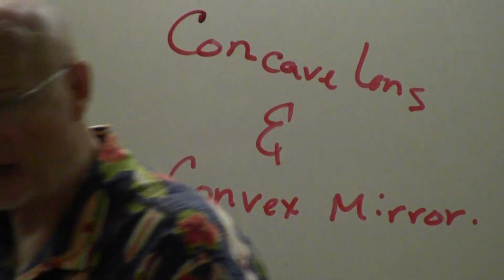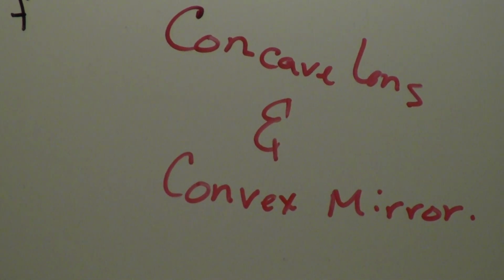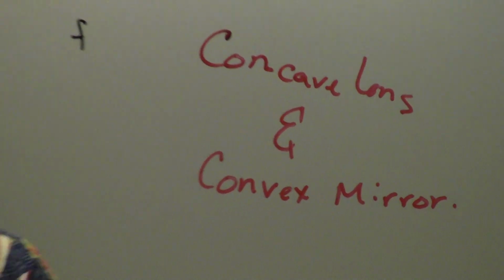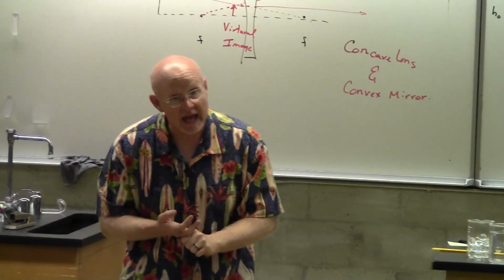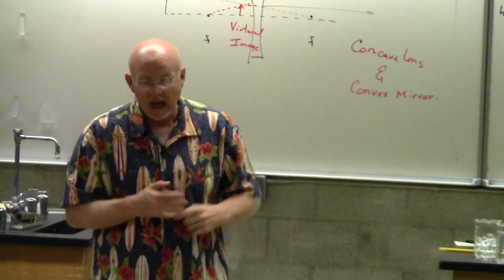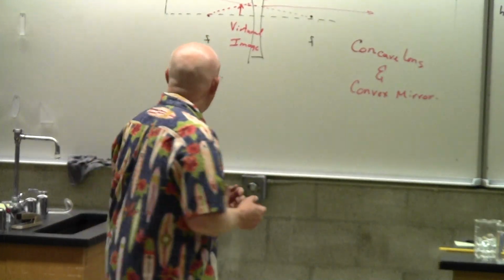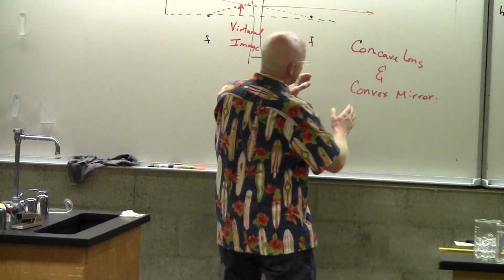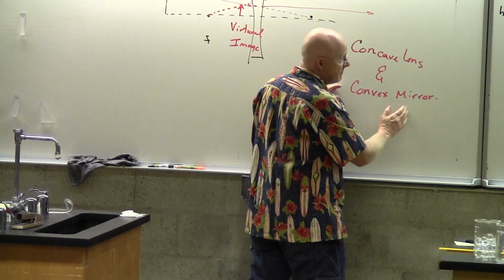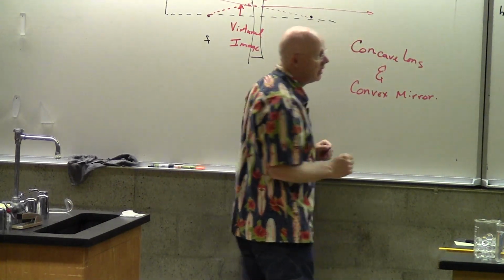And so maybe the trickiest part of this optics is to pay attention. Are you talking about a mirror or a lens? And then what shape is it? Is it a concave or is it a convex? And then where is the object located? Now, where it's located will not matter for the concave lens or the convex mirror. There's only one set of equations.